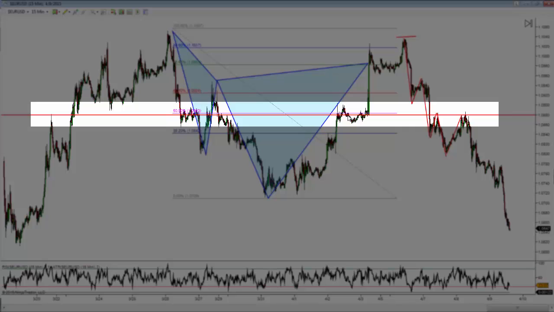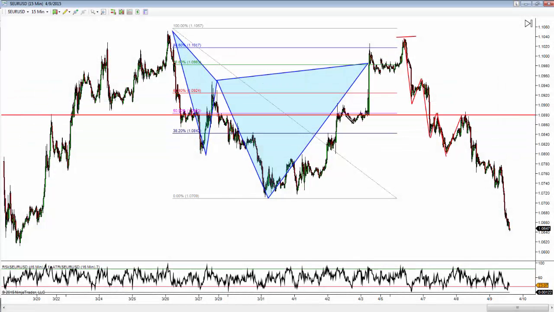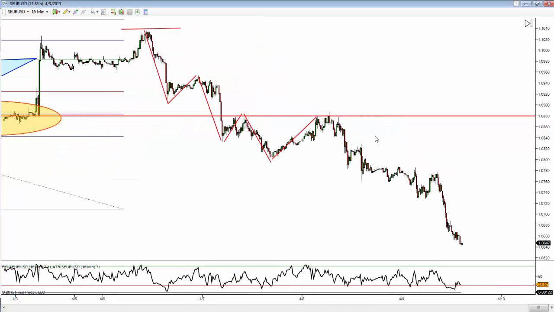Does this look like a powerful level to you guys? Just eyeballing it, we hit it once over here. We consolidate around it right here. You can see we tap it right here. We consolidate around it right here. And of course, we kiss it a few times up here.